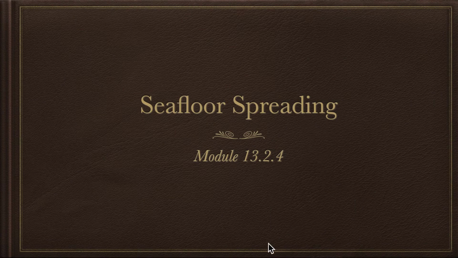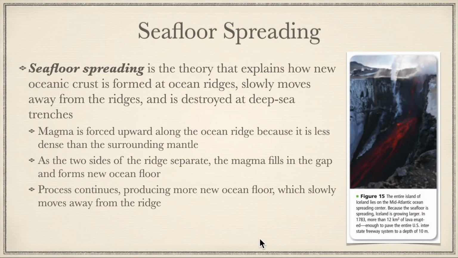Seafloor spreading. So, seafloor spreading is the theory that explains how new oceanic crust is formed at ocean ridges, slowly moves away from the ridges, and is destroyed at deep sea trenches.